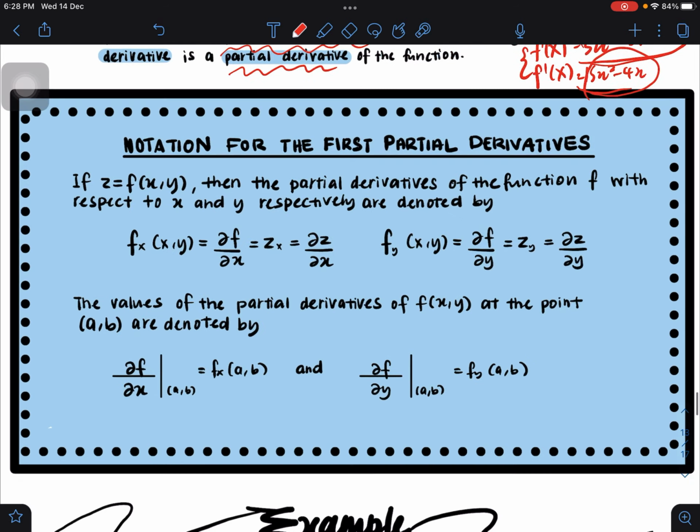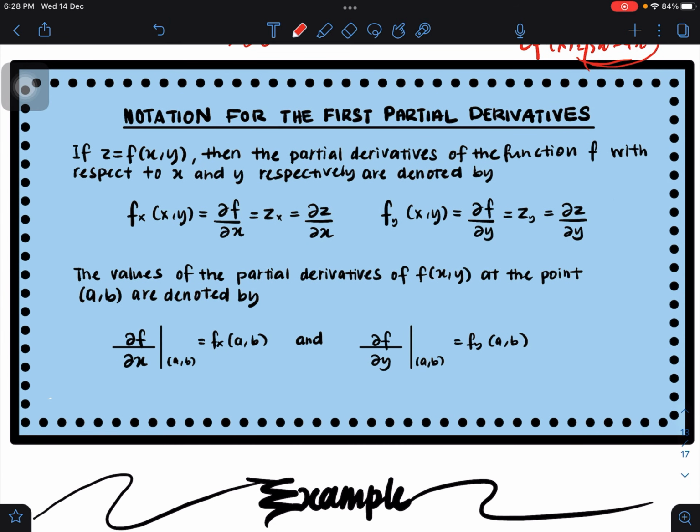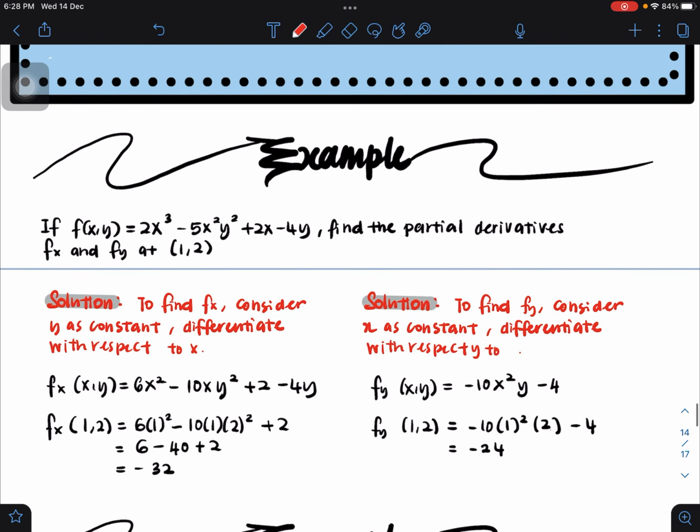Okay, so now the notation for the first partial derivative. If you have a function of x and y, a function with two variables, then the partial derivatives of the function f with respect to x and y respectively are denoted by these symbols. If you see this one, it means partial derivative in what direction? The x direction. If you see this one, partial derivative for what direction? The y direction. So when it is the x direction, y will be constant. When it is the y direction, x will be constant. So I want to go straight to an example. Otherwise, you won't understand.